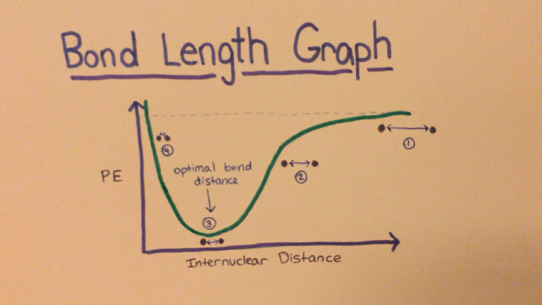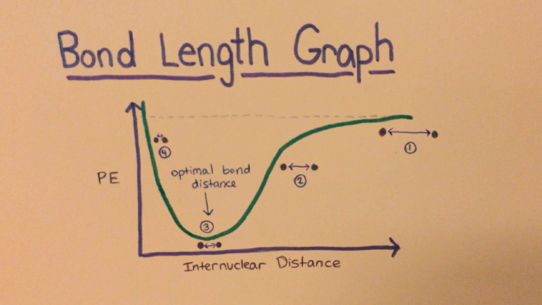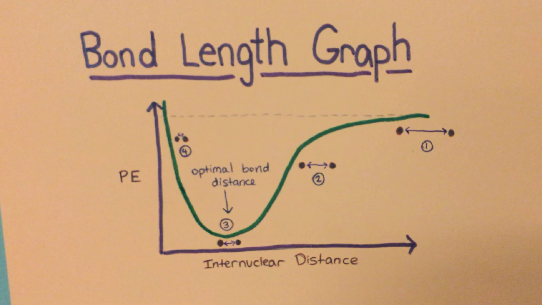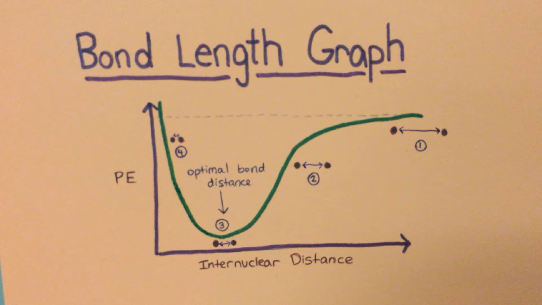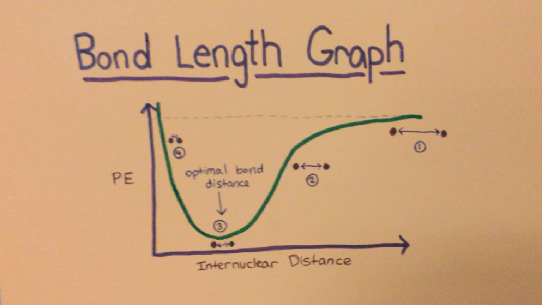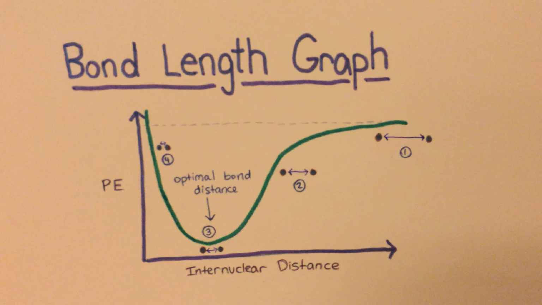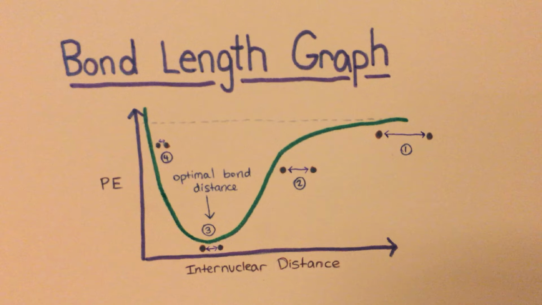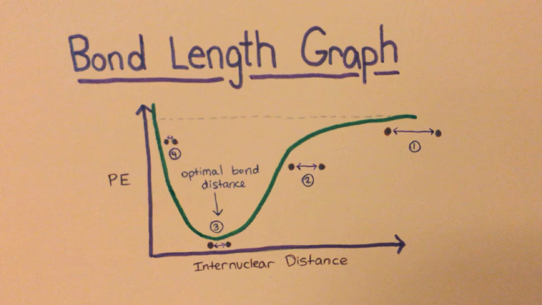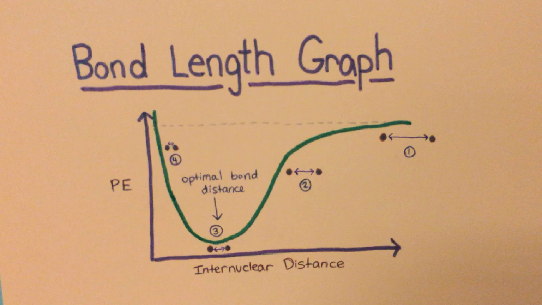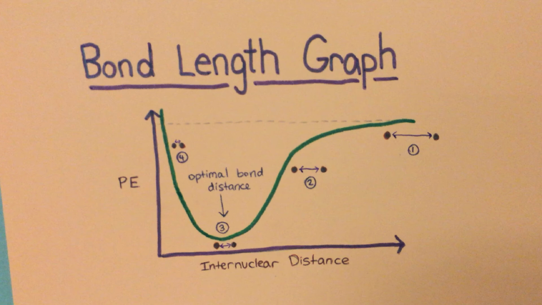As the atoms continue to approach each other, there comes a point when the two nuclei will start to repel one another, which is what happens in 4 and causes a spike in potential energy due to that repulsion. The distance where the forces of attraction and repulsion balance and result in the lowest possible potential energy, as shown in 3, is known as the optimal bond length.